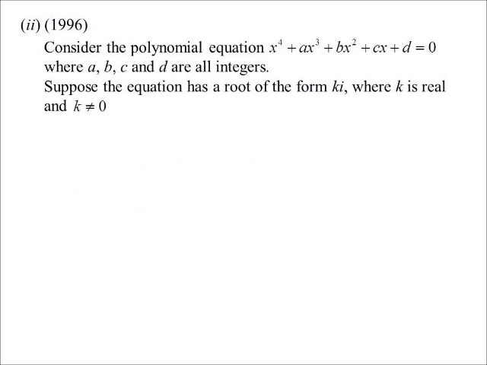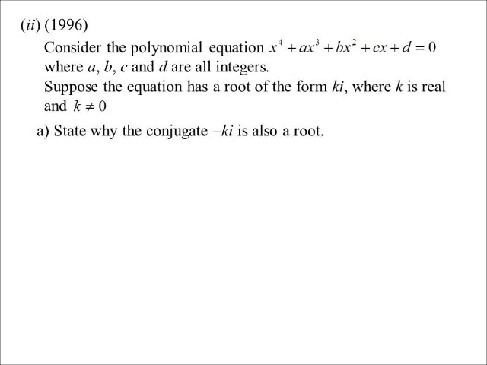Ooh, one from a paper, 1996. So it's a quartic, it's monic. So this is where we've got to be careful, because when we say minus b on a, it's actually a on 1 and things like that. Just be careful. But we're told they're all integers, so we know that we've got whole number coefficients. The equation has a root of the form ki, and k is real, doesn't necessarily have to be a whole number, it's just a real number, but it's not equal to 0. Well, that makes sense because 0 can't be a root of this. If we substituted in, we wouldn't get a correct answer.